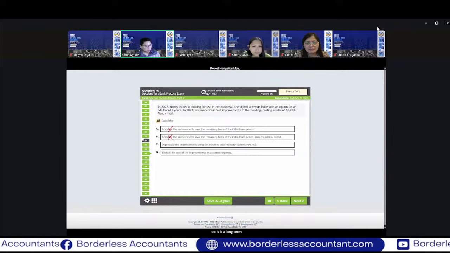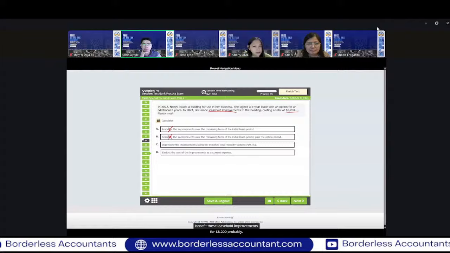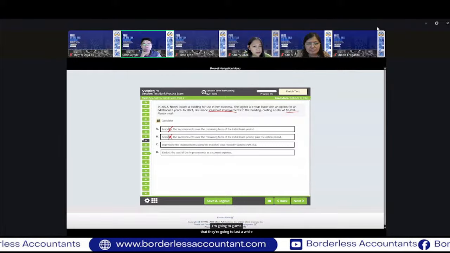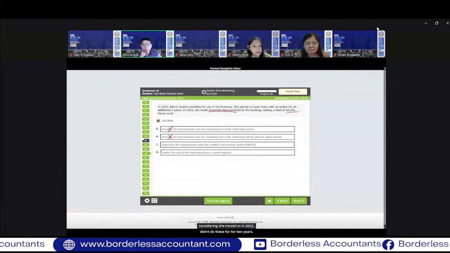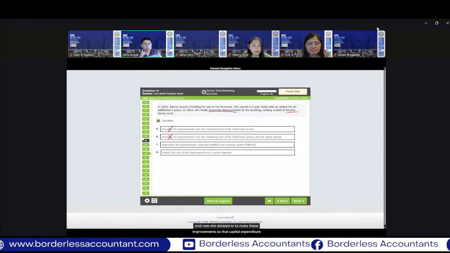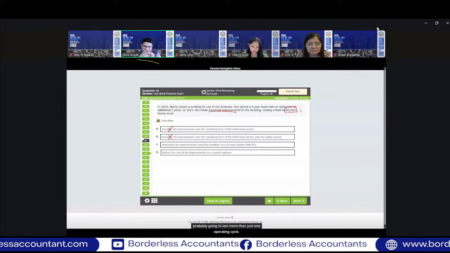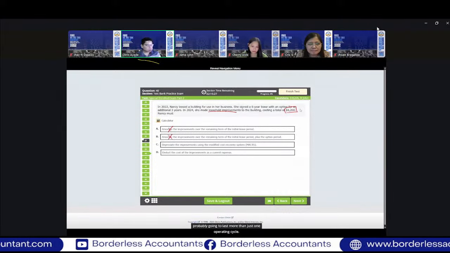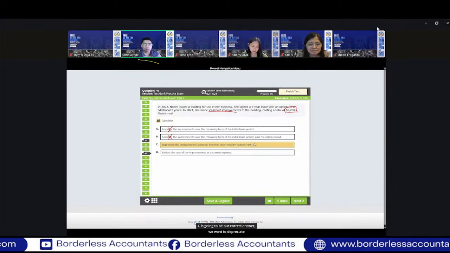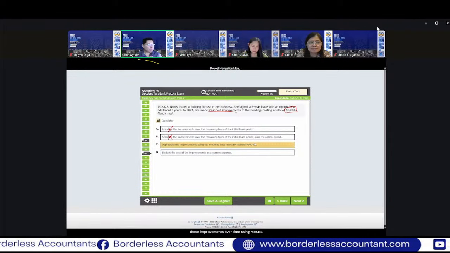So is it a long-term benefit, these leasehold improvements for $8,200? Probably, yeah. I'm going to guess that they're going to last a while, considering she moved in 2022, didn't do these for 2 years, and now she decided to make these improvements. So that capital expenditure is probably going to last more than just one operating cycle. C is going to be our correct answer. We want to depreciate those improvements over time using MACRS.